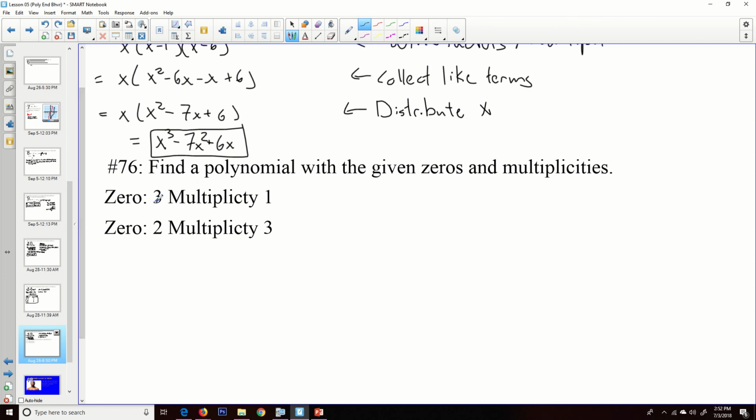All right, so find a polynomial with the given zeros and multiplicities. So I have a 0 of 3 for this one and a multiplicity of 1. Again, I'm going to write the factors, with correct multiplicity. And so if the 0 is 3, then the factor is x minus 3, and I only have to put that down one time. If the 0 is 2, then the factor is x minus 2. And since that has a multiplicity of 3, I have to put that down 3 times.